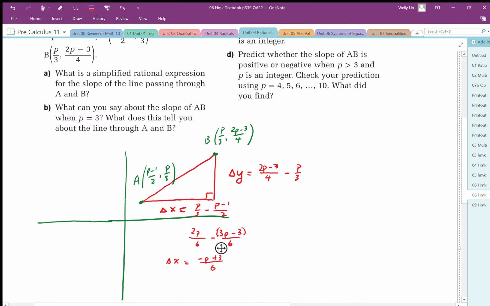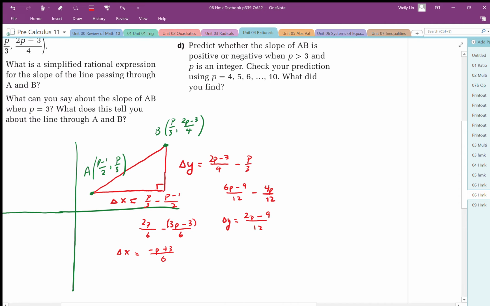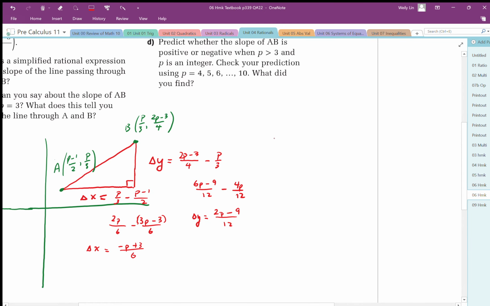My change in y, I'm going to subtract those. The common denominator is 12, so I'm going to end up with (6p minus 9)/12 minus 4p/12. Subtract those: 6p minus 4p gives me (2p minus 9)/12. And that represents my change in y. So I've got my change in y, my change in x, my slope.